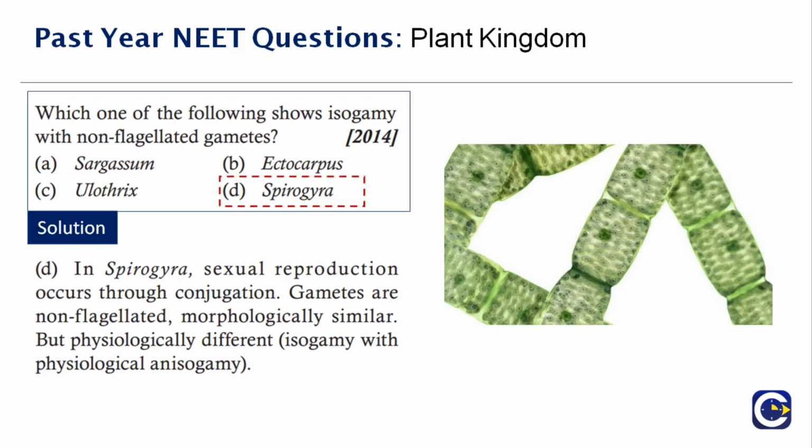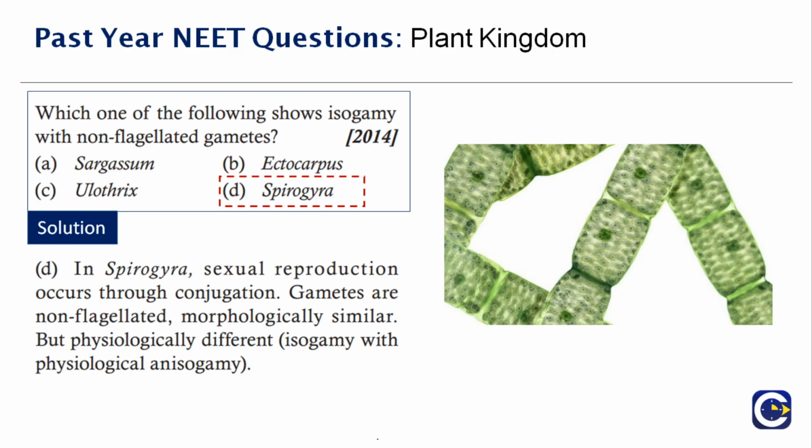D, Spirogyra. In Spirogyra, the sexual reproduction occurs through conjugation. Gametes are non-flagellated, and they have given you a clue, it is non-flagellated. So it is a hint for you to understand it belongs to isogamy. Out of the 4 options given here, Spirogyra has a non-flagellated system and it belongs to the isogamy system. They are morphologically similar but physiologically different. Therefore, the correct answer is option D, Spirogyra.